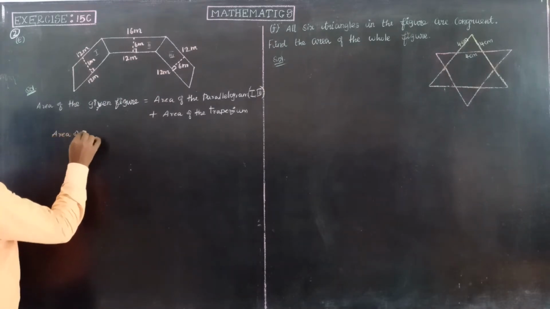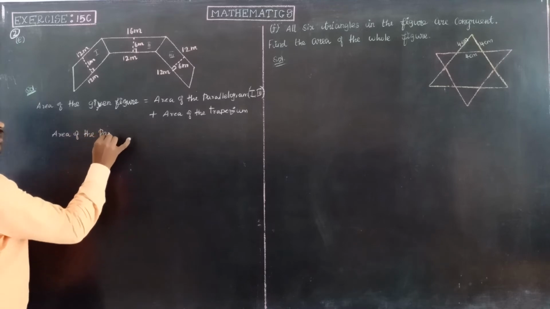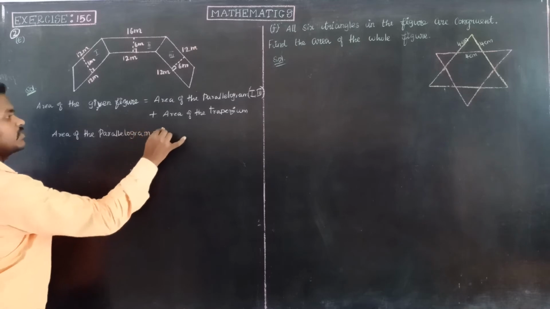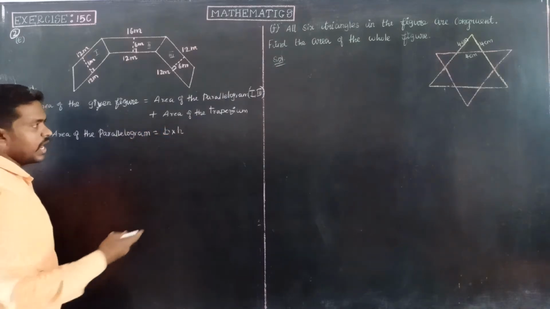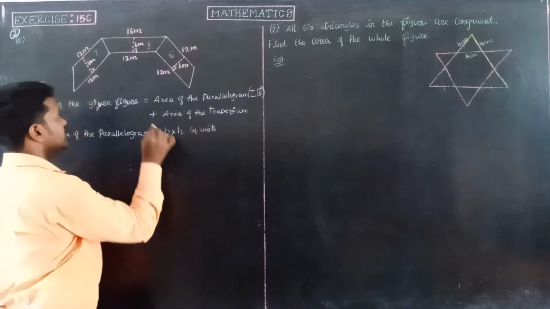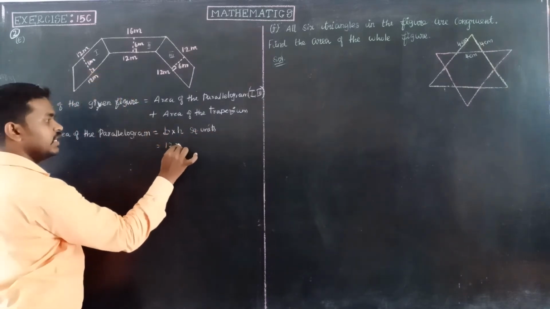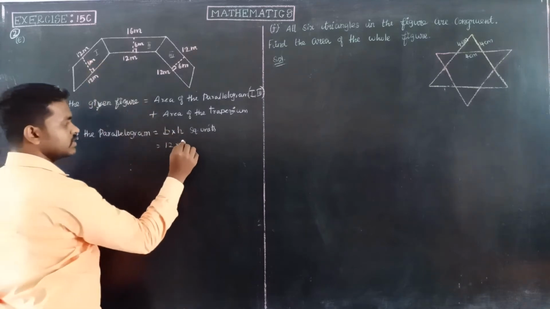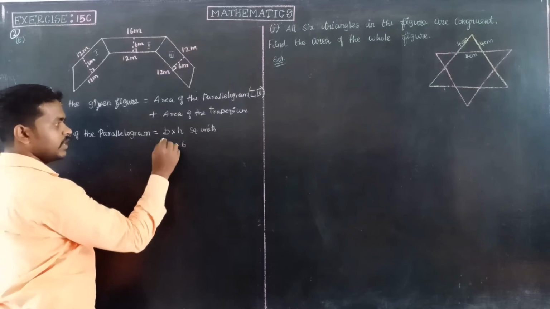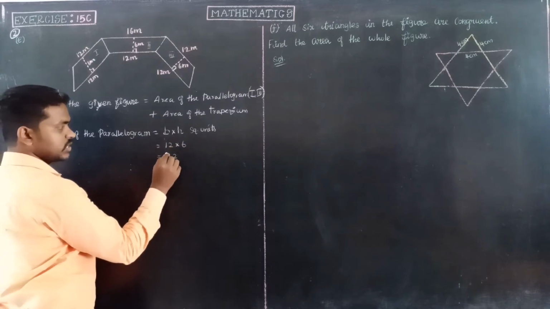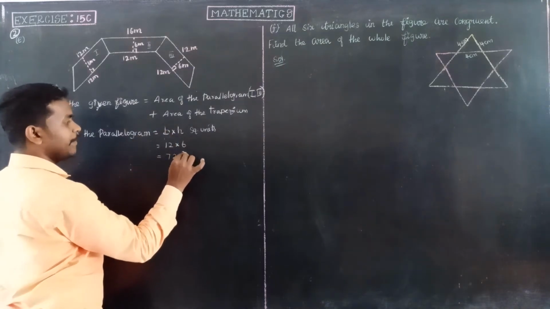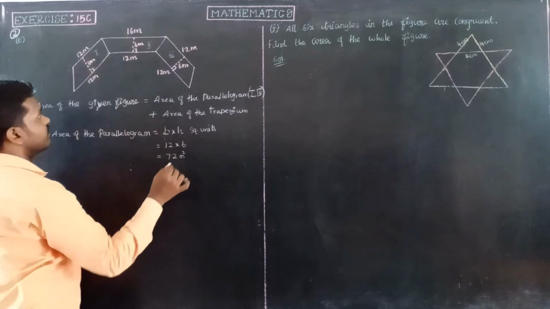The area of the parallelogram is equal to base into height square units. The base of the parallelogram is 12 meters and the height is 6 meters. So 12 into 6: 6 twos are 12, remaining 1, 6 ones are 6, 6 plus 1 is 7. So 12 times 6 is 72 meter square. So the area of one parallelogram is 72 meter square.